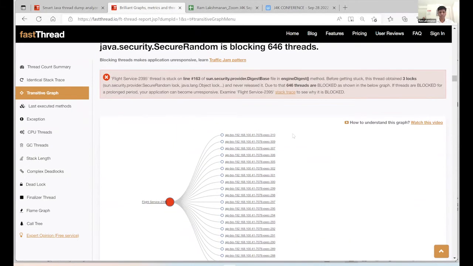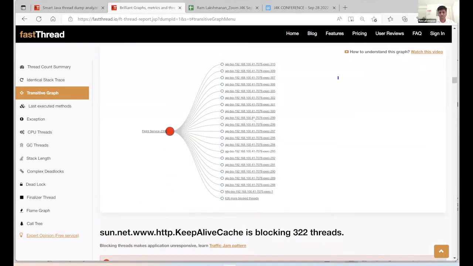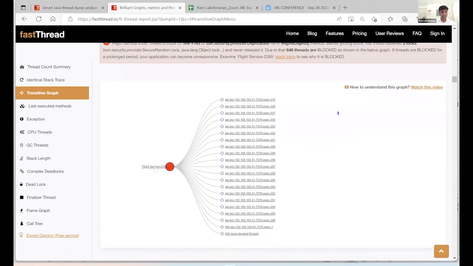In simple English, it's saying that 646 threads are being blocked by this particular API call. These are those 646 threads. And this is the culprit thread, which has acquired the lock and hasn't released it. If you want to see what this thread is doing, I can click here.